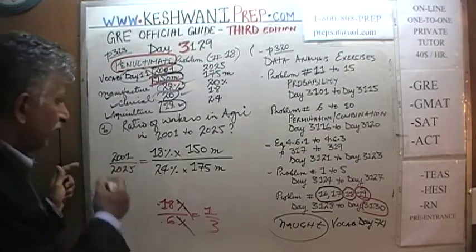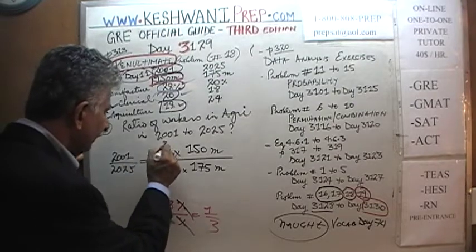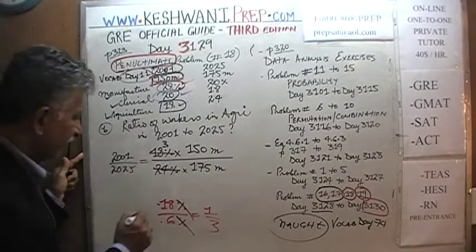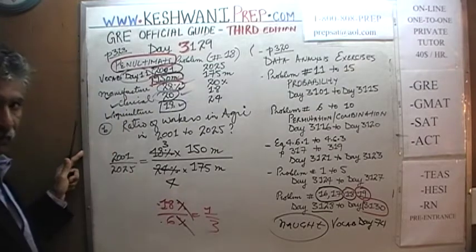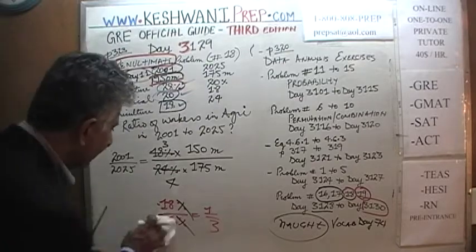So let's divide top and bottom by 6%. 18% divided by 6% is just 3. And 24% divided by 6% is just 4. You with me? We have 150 here. We have 175 here.